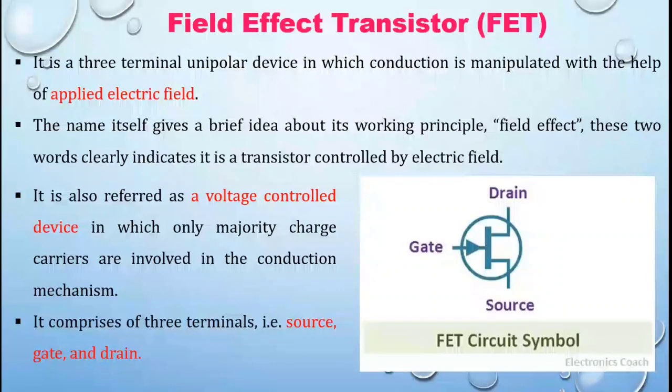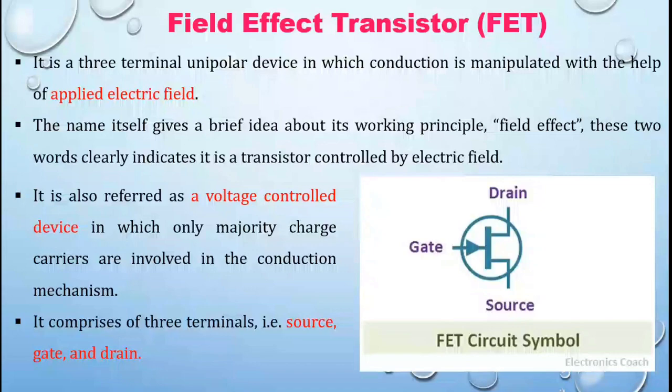So today's topic is field effect transistor. Simply we call it as FET. It is also a three-terminal device like a normal transistor, the BJT, bipolar junction transistor. So it is a three-terminal unipolar device.